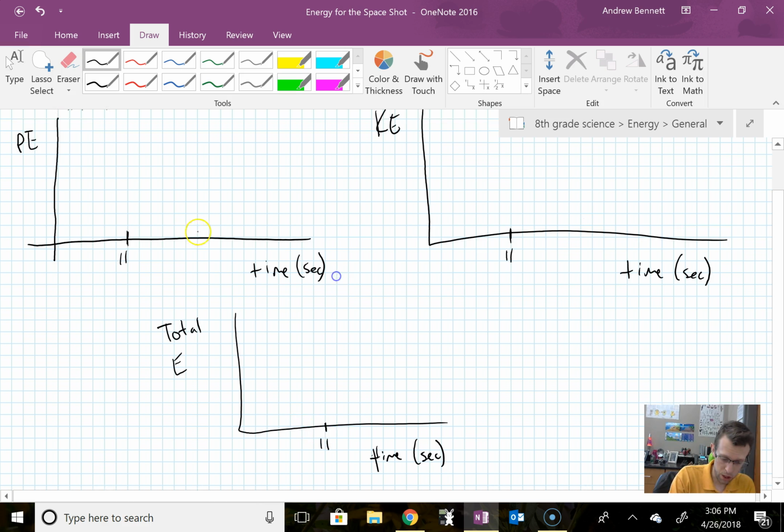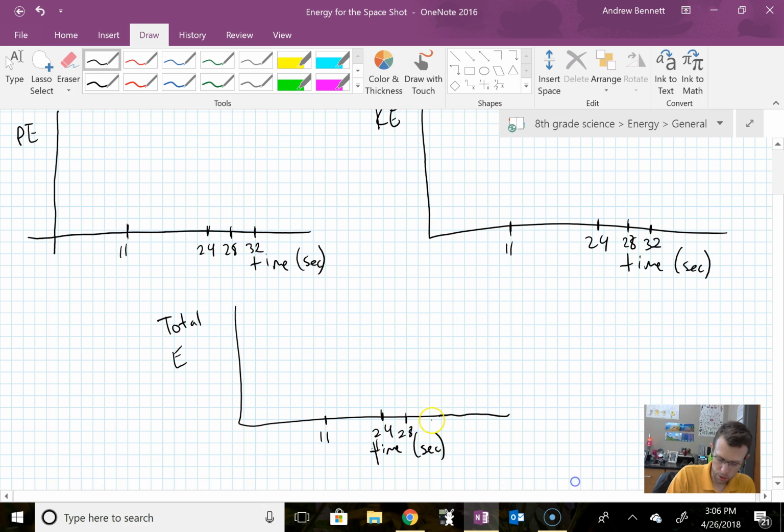And then a significant change at 24 seconds. Just adding that, not to scale, not paying super close attention to scale on this one. Okay, and then we've got 28 seconds as the next one. 28. And then 32 seconds. That'll be where we stop.